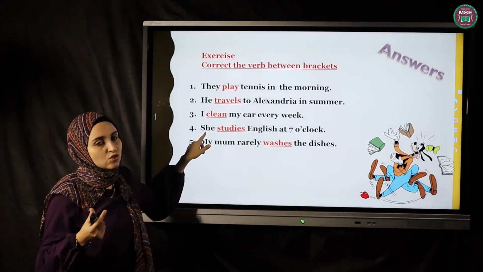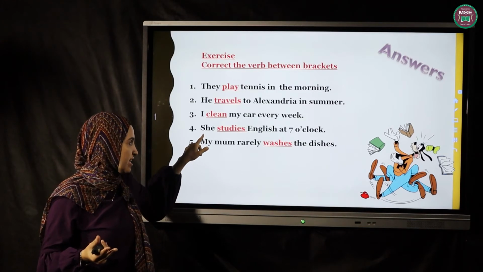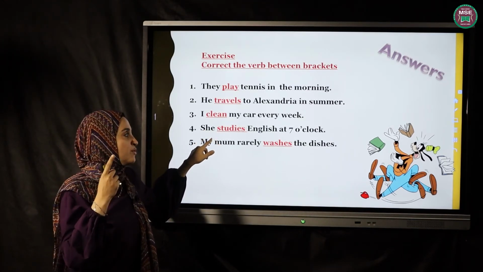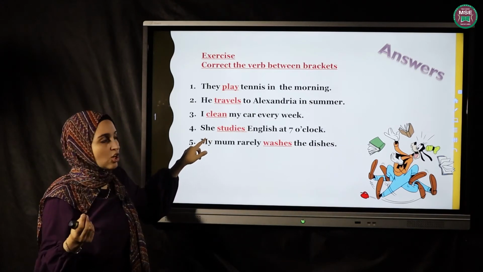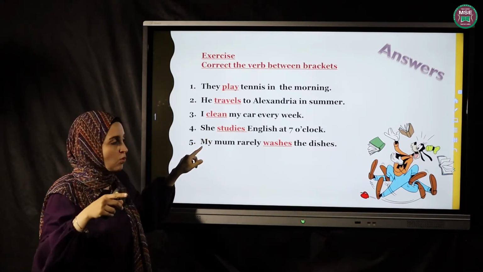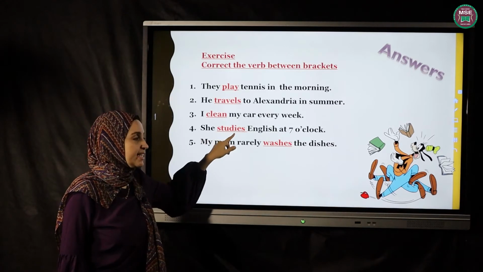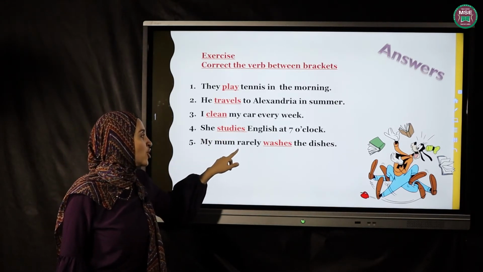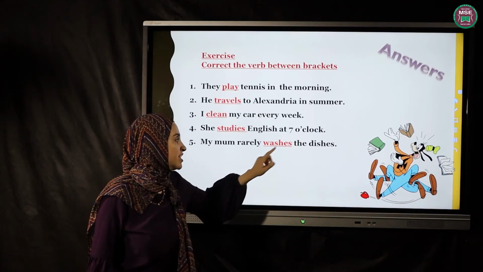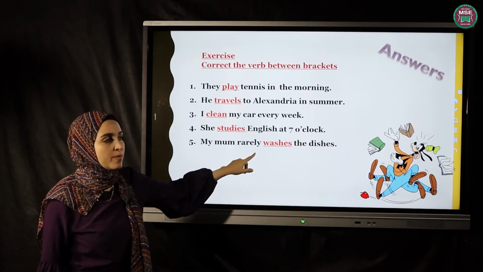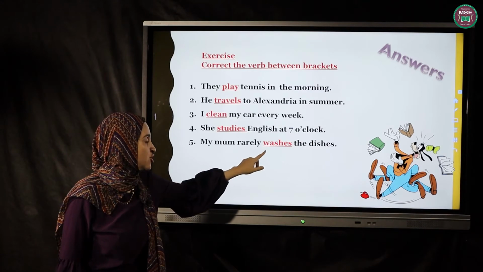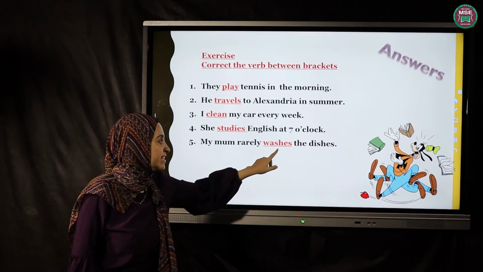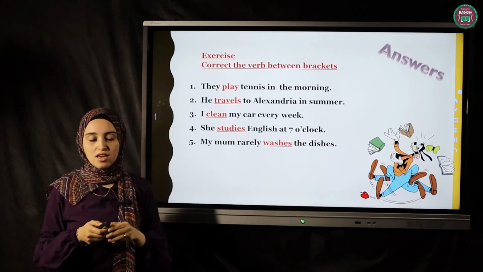I have to add S or ES or IES. Because the verb ends with Y, I looked to the letter before Y. It's a consonant, so I crossed the Y and added IES. Last one, my mom rarely washes the dishes. The verb ended with SH, and I have my mom here, and my mom equals she, so I added ES.